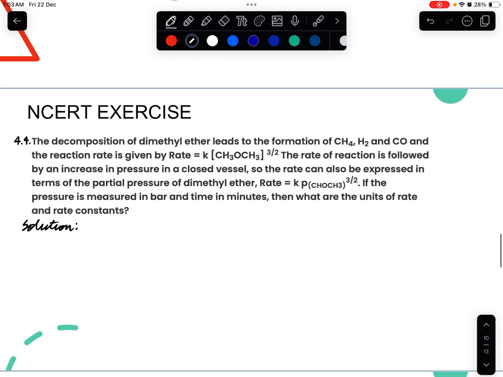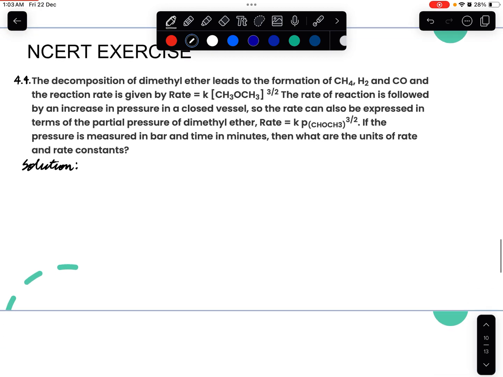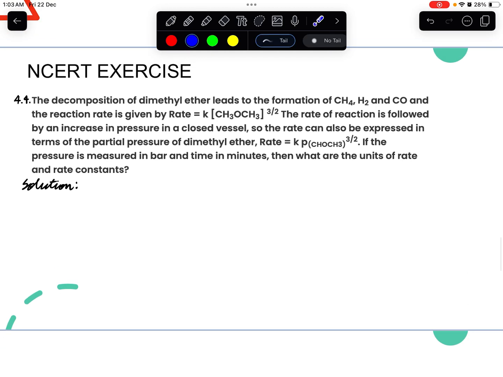Now come to the fourth question. In the fourth question, they have given that the decomposition of dimethyl ether leads to the formation of methane, hydrogen and carbon monoxide, and the reaction rate is given by this expression. So first we write down the information. Rate is given as K times CH3OCH3, that is dimethyl ether.